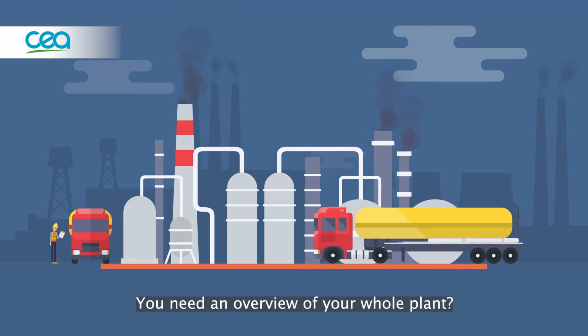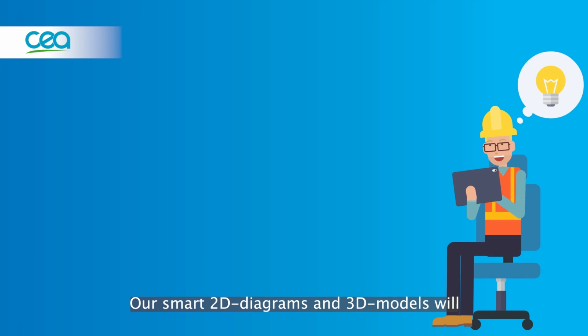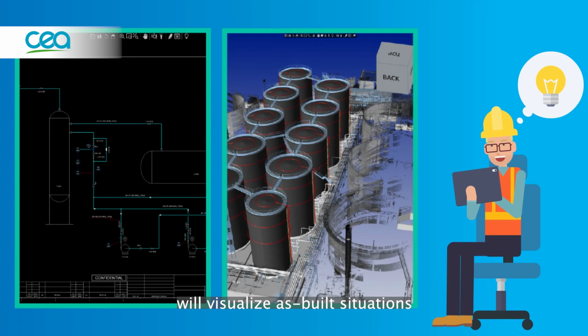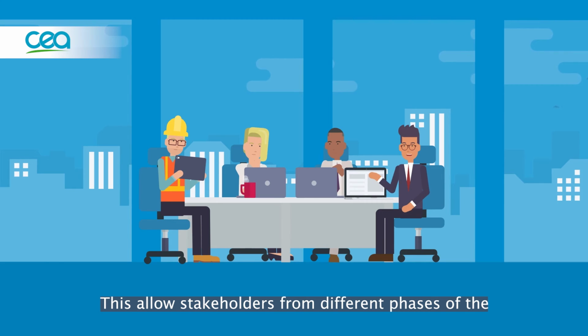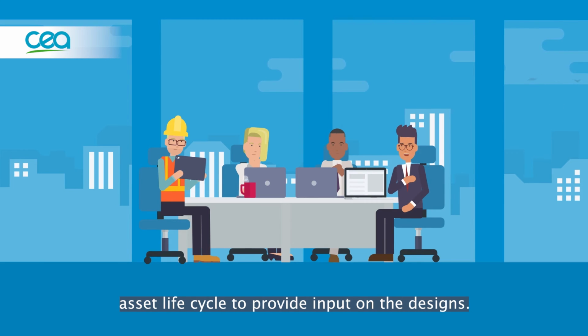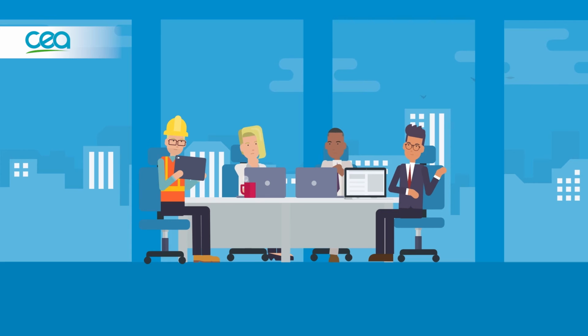You need an overview of your whole plant? Our smart 2D diagrams and 3D models will visualize as-built situations of your entire site with just one click. This allows stakeholders from different phases of the asset lifecycle to provide input on the designs.